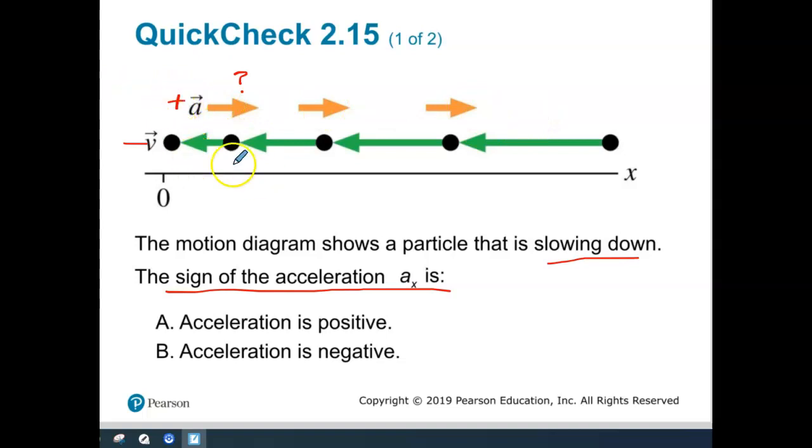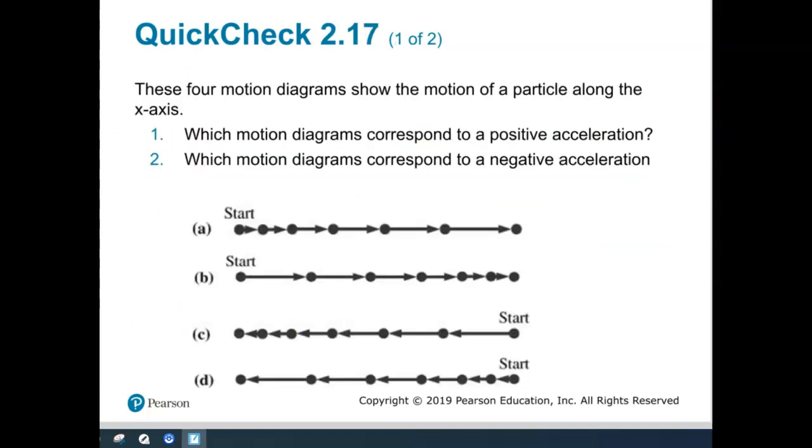It's the positive direction. So since it points in the positive direction, they disagree, and it slows down, so this answer is going to be A. Okay. A couple more of these types of questions.